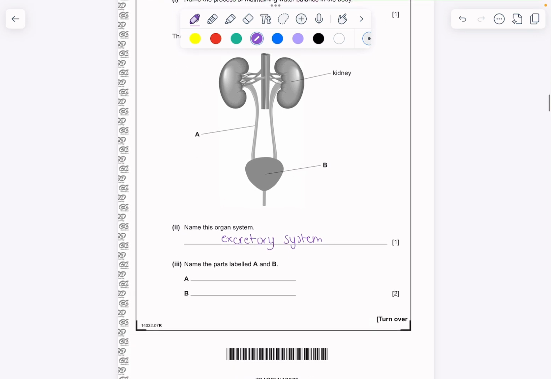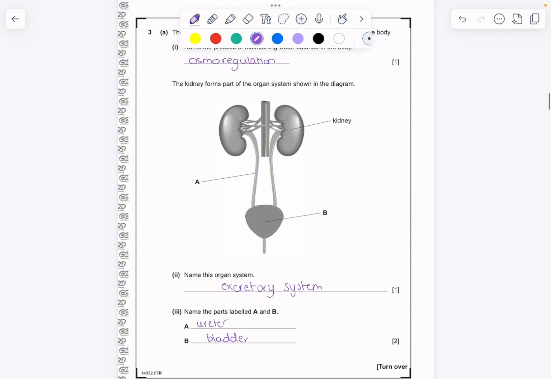Name parts A and B. A is your ureter and B is your bladder. Now remember, if you look at your kidney, the outer layer is called the cortex. The next layer is called the medulla. You find your nephrons between the cortex and medulla, and at the very end you have your pelvis. You'll also have your renal artery and renal vein bringing blood in and out. And this down here is called your urethra.